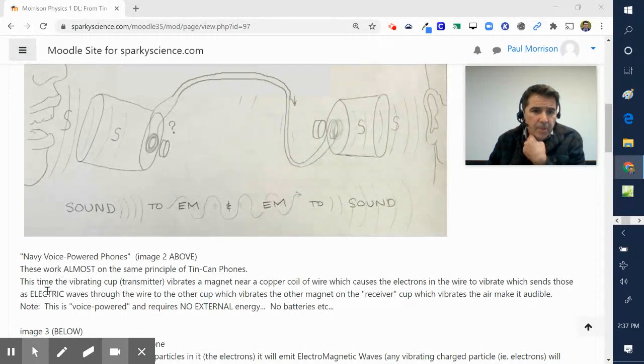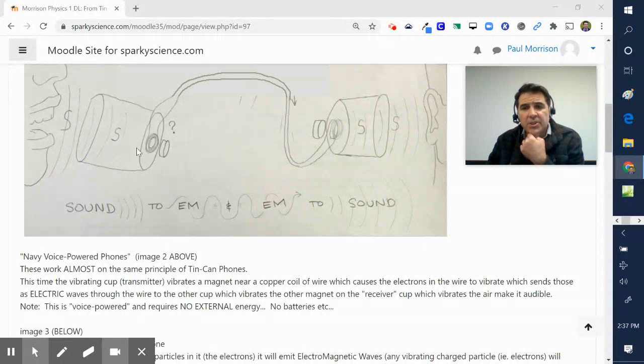So it says this time the vibrating cup is a transmitter. It vibrates a magnet near a copper coil of wire, which causes the electrons in the wire to vibrate, which sends those as electric waves through the wire to the other cup, which vibrates the other magnet on the receiver cup, which vibrates the air to make it audible. Note, this is voice powered and requires no external energy, no batteries, etc.